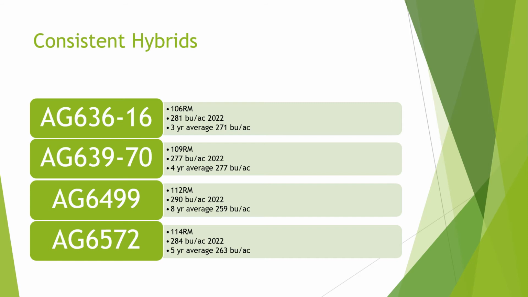And then the next 2 consistent hybrids are actually older products. 64.99, as I already mentioned, 112 day. 290 bushel is best ever for us this year. 8-year average of 259 bushel. This product is just incredible. We continue to sell a lot of it, and it does well on many farms. 65.72, available as Smart Stax or VT2, came in at 284 with a 5-year average of 263. Again, a very consistent, popular hybrid on many farms.